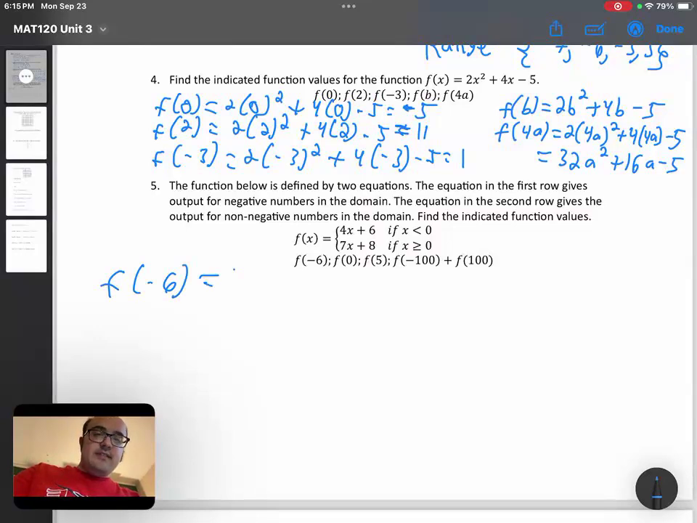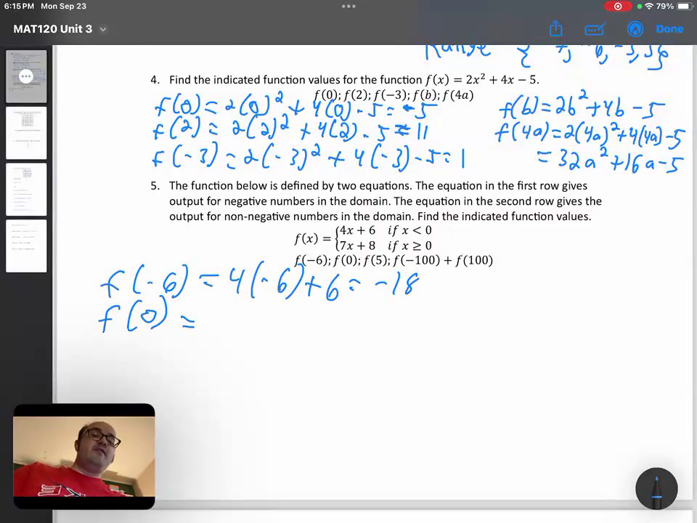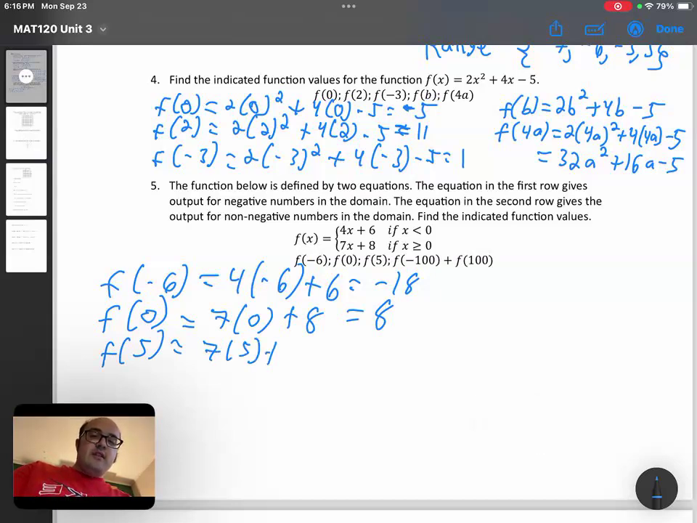So f of negative 6, 4 times negative 6 plus 6. That is going to give us a value of negative 18, since that was in the first part. F of 0, because the second part includes the 0, this is going to be 7 times 0 plus 8, which gives us a value of 8. For f of 5, since that one's positive, it's the second equation. 7 times 5 plus 8. That's going to give us a value of 43.